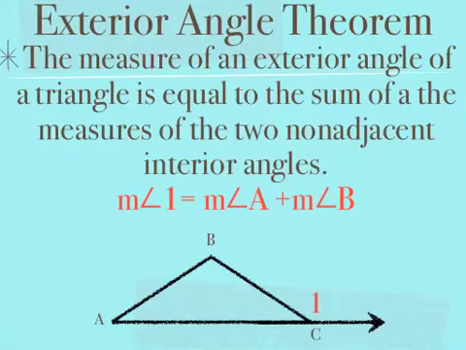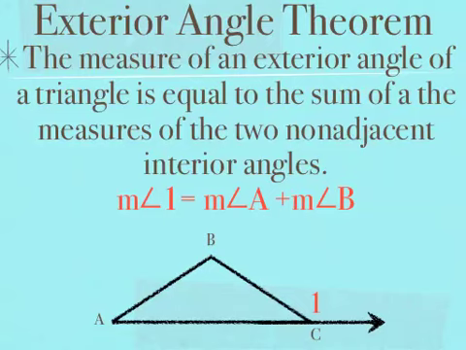And the exterior angle theorem says that the measure of an exterior angle of a triangle is equal to the sum of the measures of the 2 non-adjacent interior angles. So here, remember, non-adjacent means that it is not beside, or not sharing a side with, the exterior angle. So in this case, the measure of angle 1 is the exterior angle.